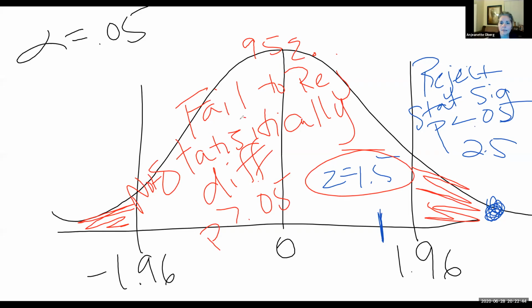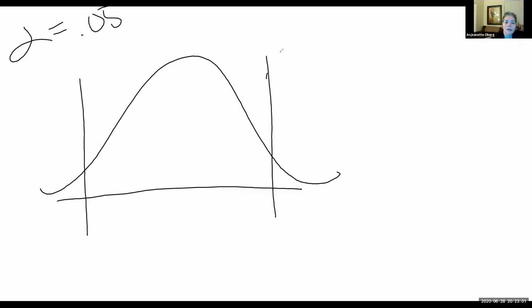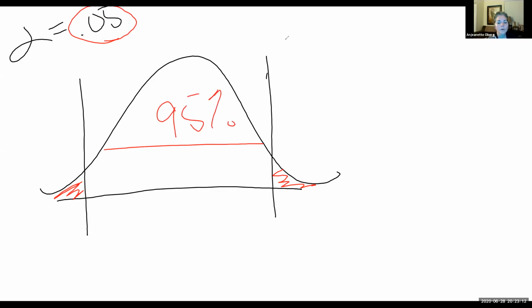And let me clear this. Okay, so if I'm using a two-tailed test and I'm doing an alpha level of 0.05, I'm setting my boundaries so that combined my critical regions equal the 5%, and in the middle, it's 95%. Then what I'm doing is dividing up that 5% between either end.